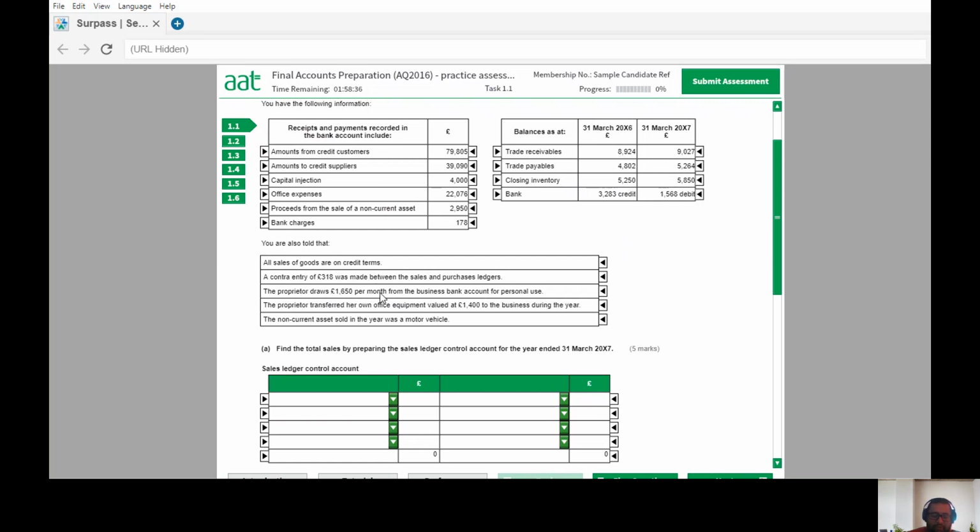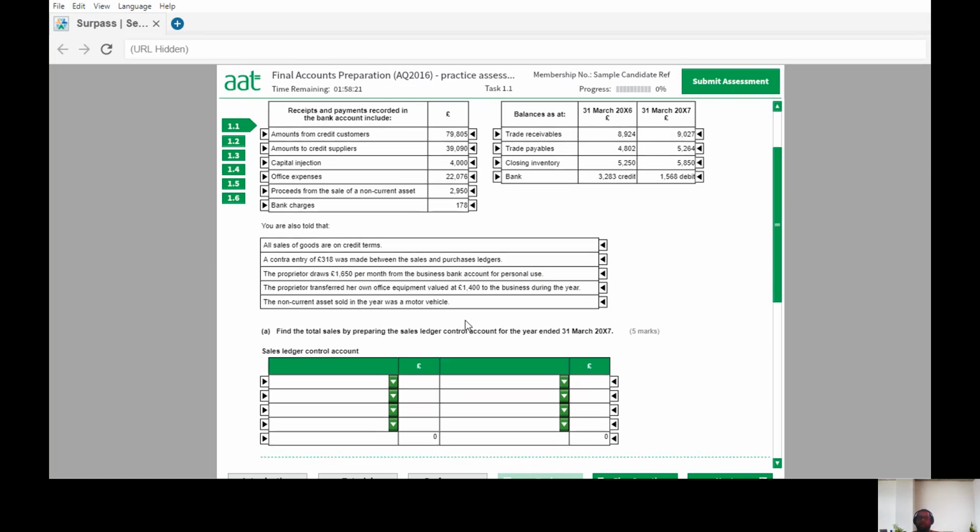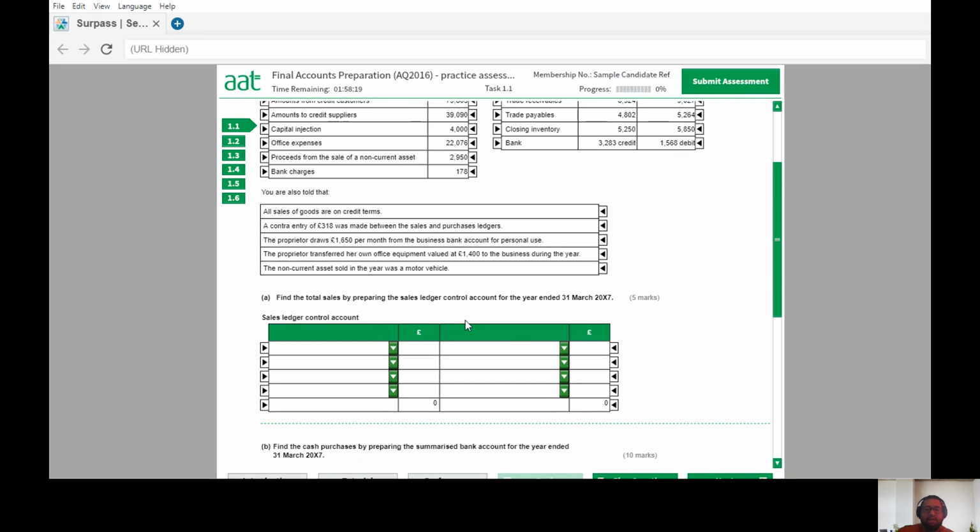Remember, this is per month, so per year that is going to be multiplied by 12. The proprietor transferred her own office equipment valued at 1,400 to the business during the year. The non-current assets sold in the year was a motor vehicle. So these are the information you may require to fill this particular book.